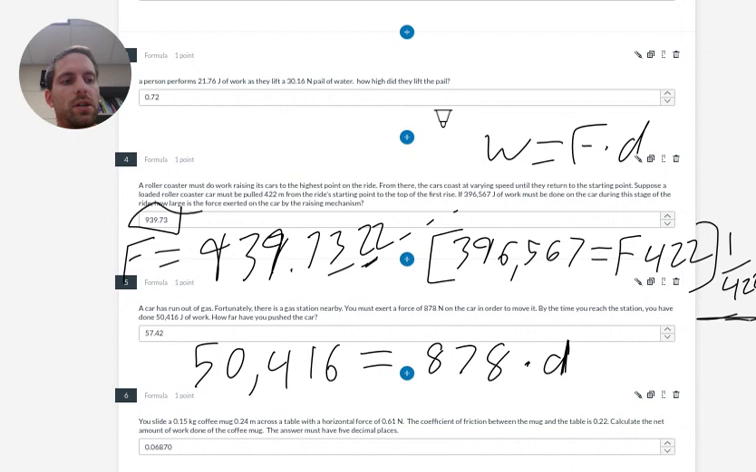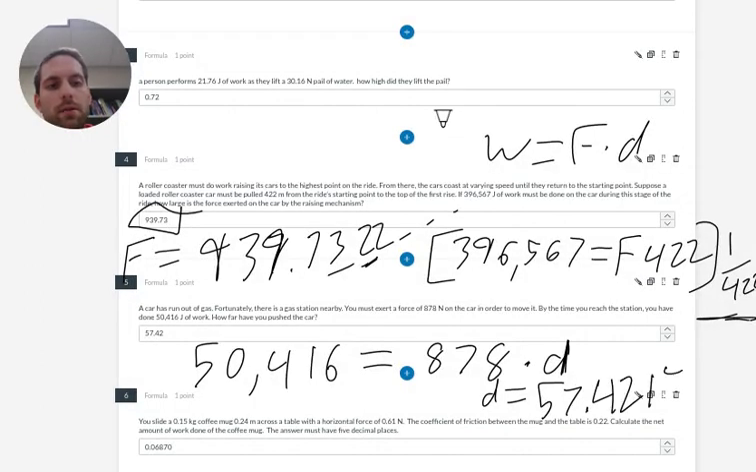We're going to get 57.4214. Whatever's here is what matters. That's a 1, so we ignore it. Just 57.42 is our answer.